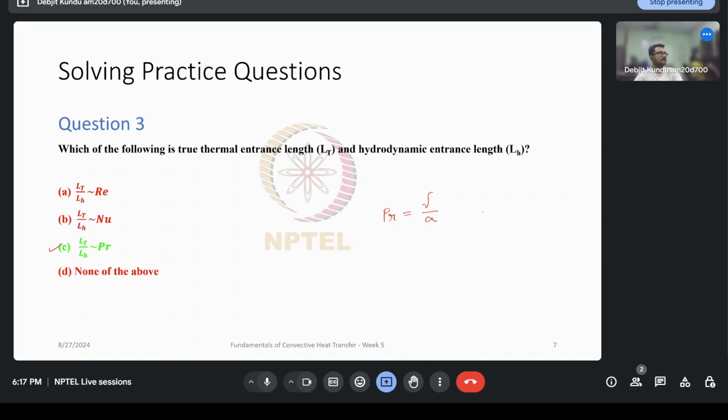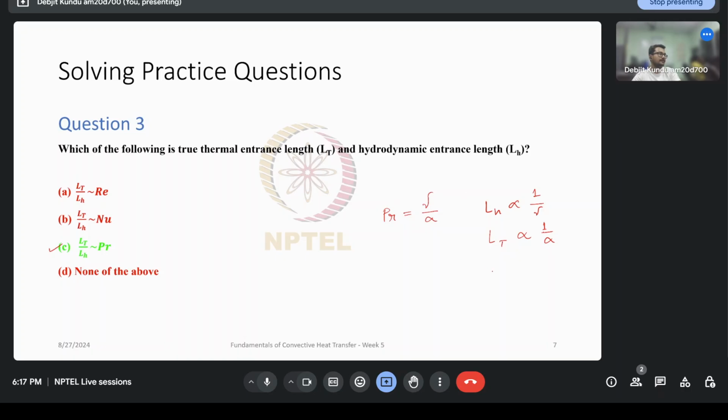So LH should be inversely proportional to nu. That is because the more the diffusivity, the less the entrance length. And similarly, the thermal boundary layer will also be inversely proportional to the thermal diffusivity. As a result, this follows an inverse relation to the diffusivity and their ratio as well.